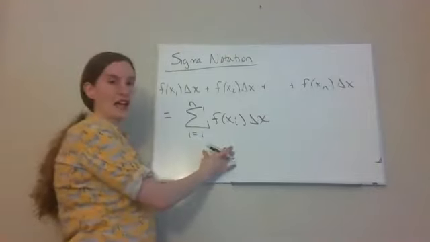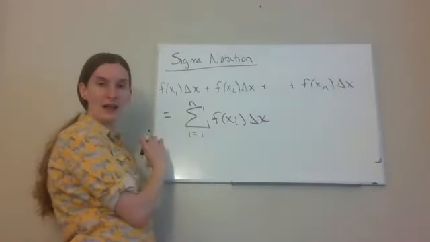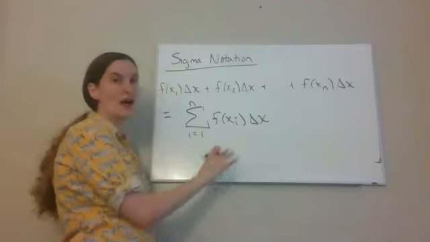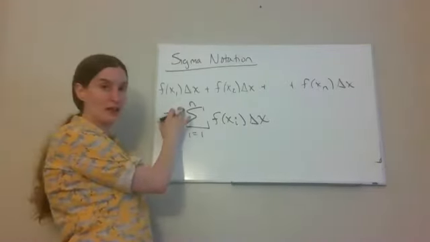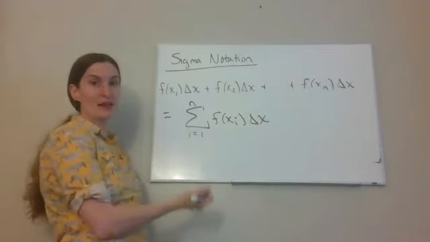This is just saying plug 1 in for i, and then plug 2 in for i, plug 3 in for i, all the way till you get to n being plugged in, and add all of these things up together.